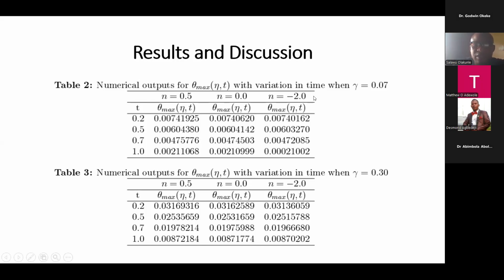So we consider the three cases of chemical kinetics. The 0.5 here talks about the bimolecular chemical kinetics, it talks about the Arrhenius chemical kinetics, and the minus 2 here talks about the sensitized chemical kinetics. So the three cases of chemical kinetics were considered at different times, and we also have that there is an increase when gamma is 0.3 compared to when it is 0.07, and this is a good one.